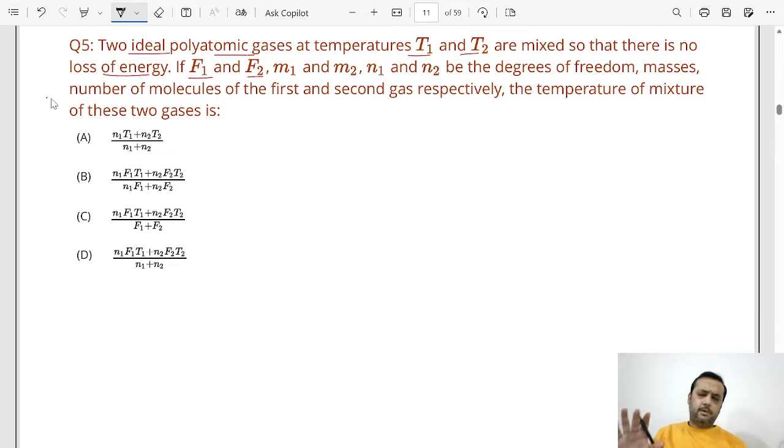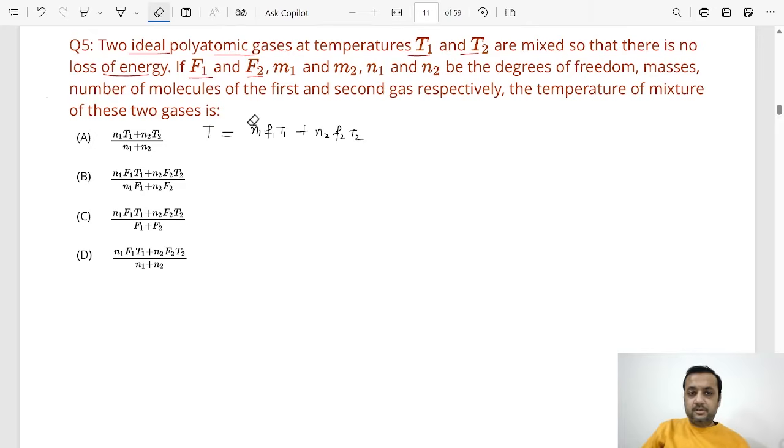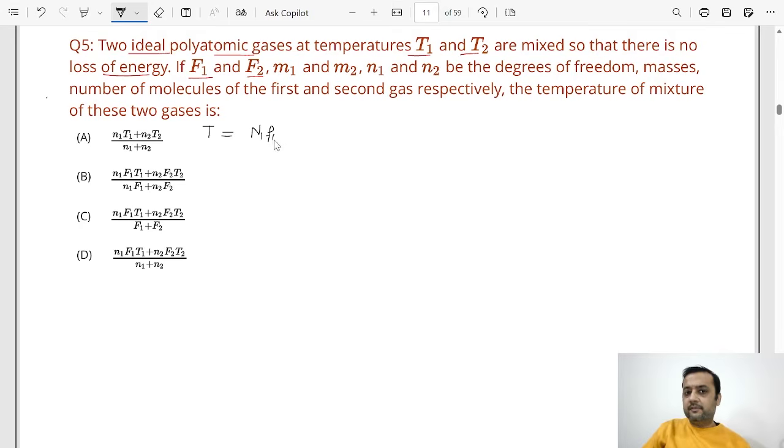See, basically this question is about mixing two gases and finding their common equilibrium temperature. Now in case you know, there's a standard formula for it. The standard formula is that the common temperature is N1 F1 T1 plus N2 F2 T2 divided by N1 F1 plus N2 F2. In fact, let me use capital N, I'll tell you why I'm using capital N.